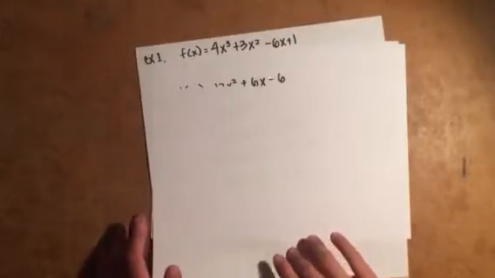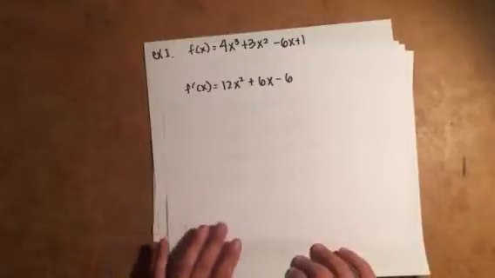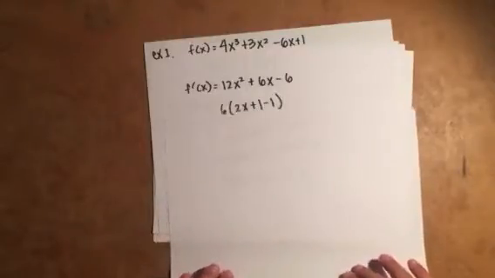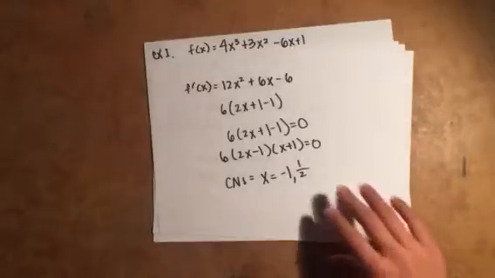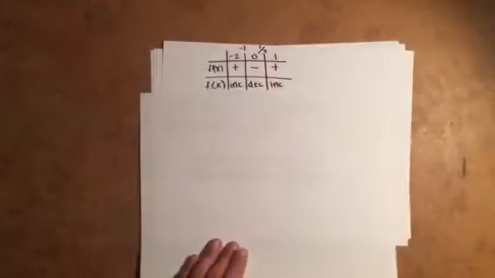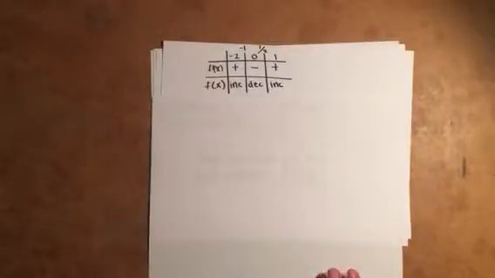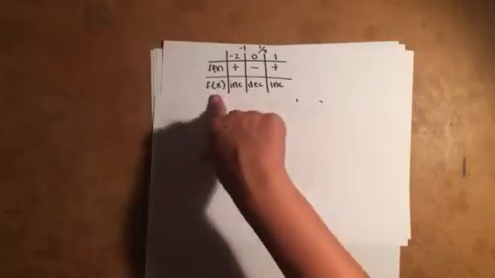So here's our example. First, we find the derivative of the function. Then we set it to 0 in order to find the critical numbers, which in this case are -1 and 1/2. Then we use a table to identify where the derivative is positive and where it's negative, which also means where the function itself is increasing or decreasing.